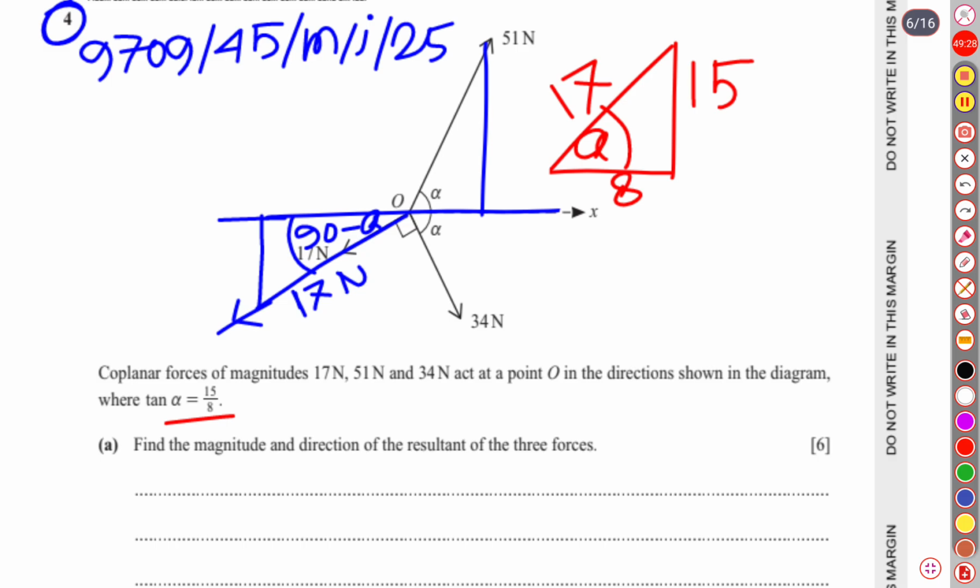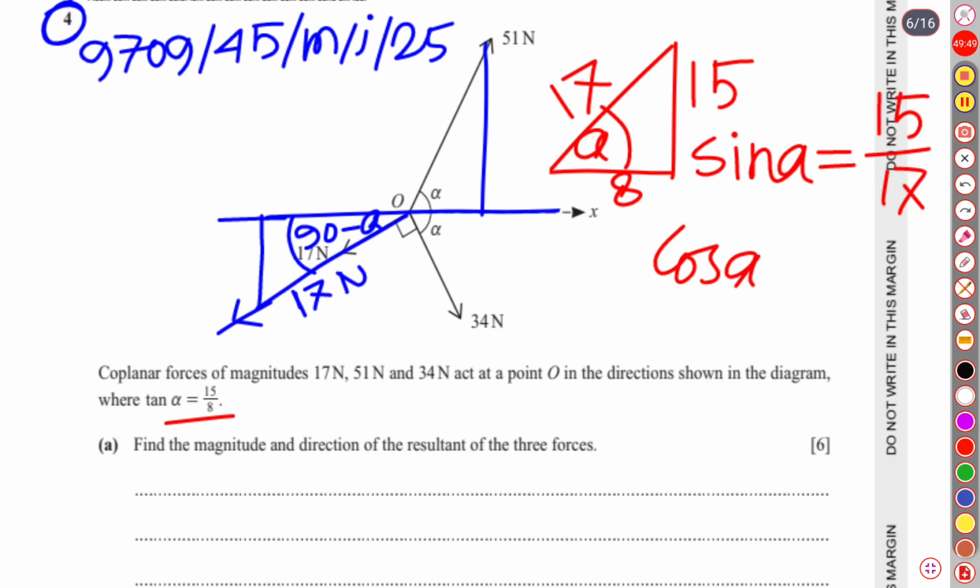One more triangle is required to be done. Sine alpha is going to be perpendicular over hypotenuse, that is 15 over 17, and cos alpha is going to be adjacent over hypotenuse, 8 over 17. Then one more triangle is left to be drawn. This is the final triangle which I didn't draw first. Yes, this is the final triangle. So there are three triangles.